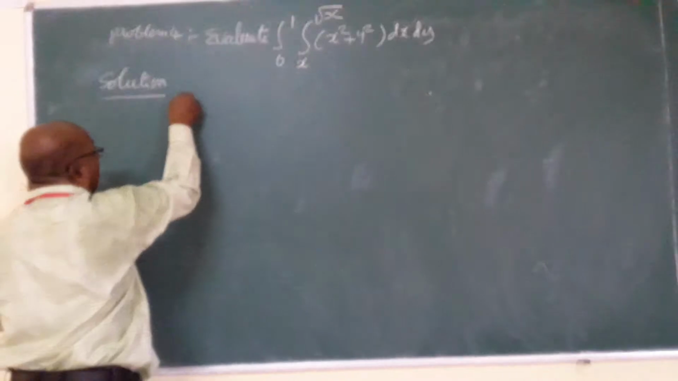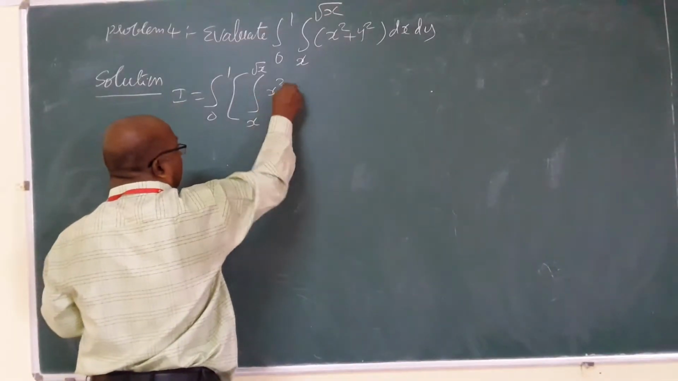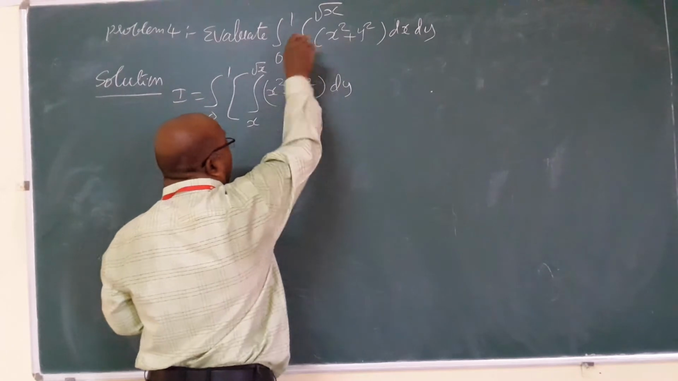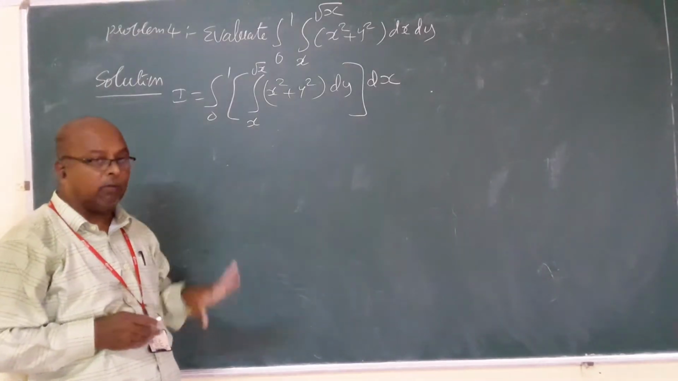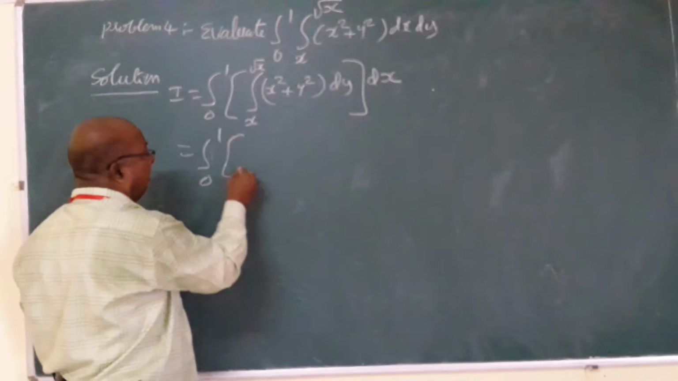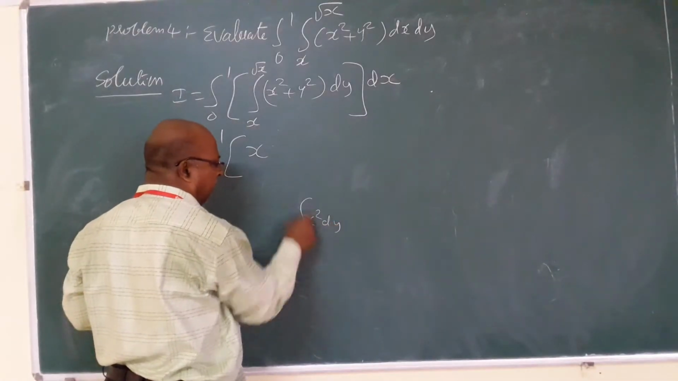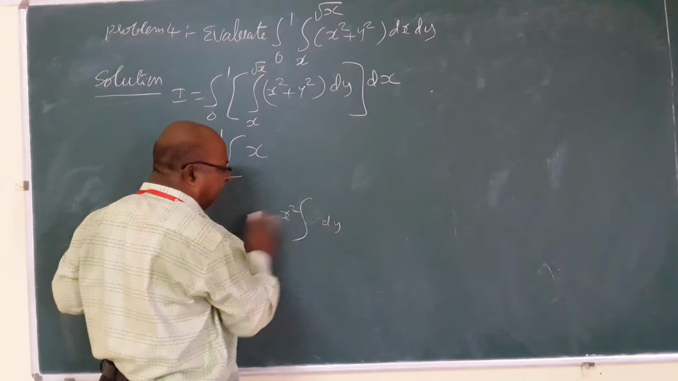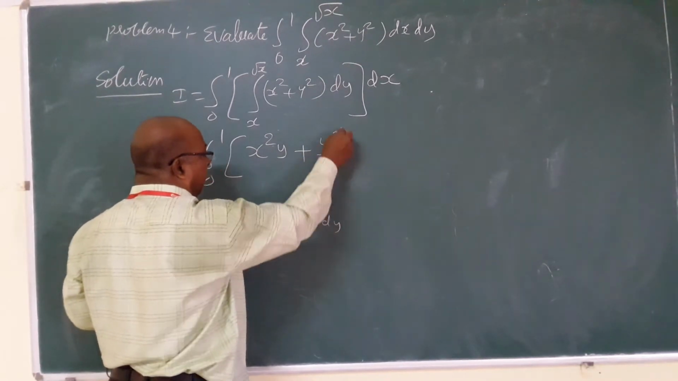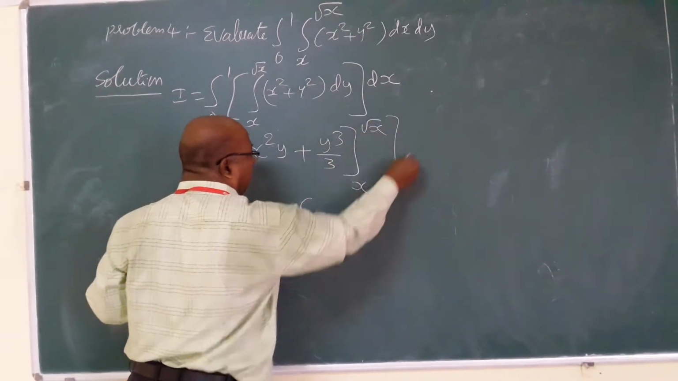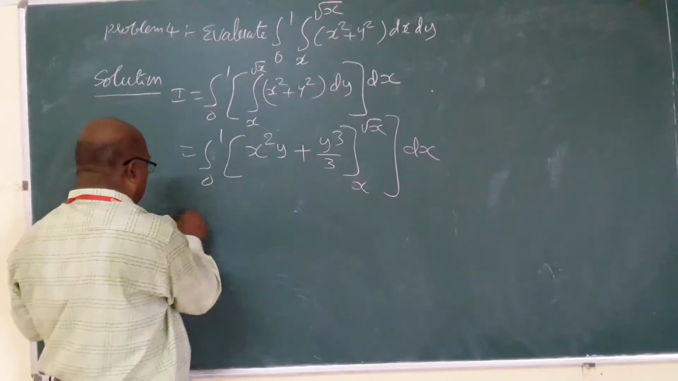Solution. I is equal to integral 0 to 1, integral x square to root x, of x square plus y square. The opposite variable of x is y, so first we have to integrate with respect to y, next with respect to x. x square is a constant, and the integral of dy is y. Y square integrates to y cube by 3. The limits are x square to root x, and outer limits 0 to 1.